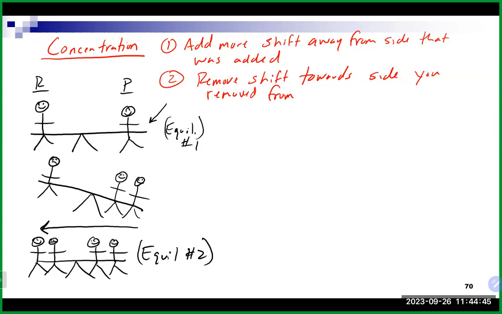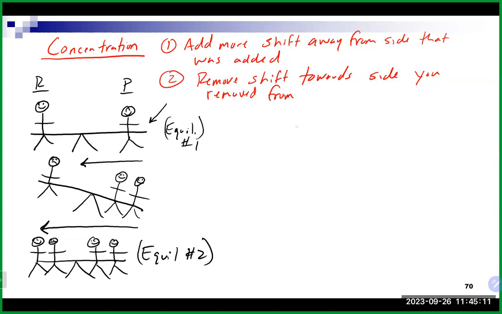So in this case, we added more products, and it shifted away from it. And the real reason is, when we add more products, that's going to cause which reaction to actually occur? The reverse reaction, right? There's going to be an abundance of products there. So that's going to allow the products to react a lot more easily than the reactants. And that's going to kick off the reverse reaction in this case.